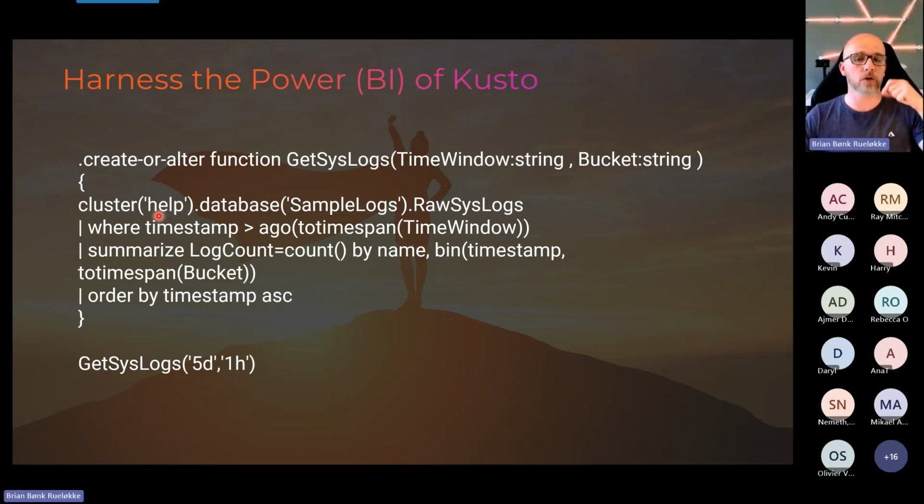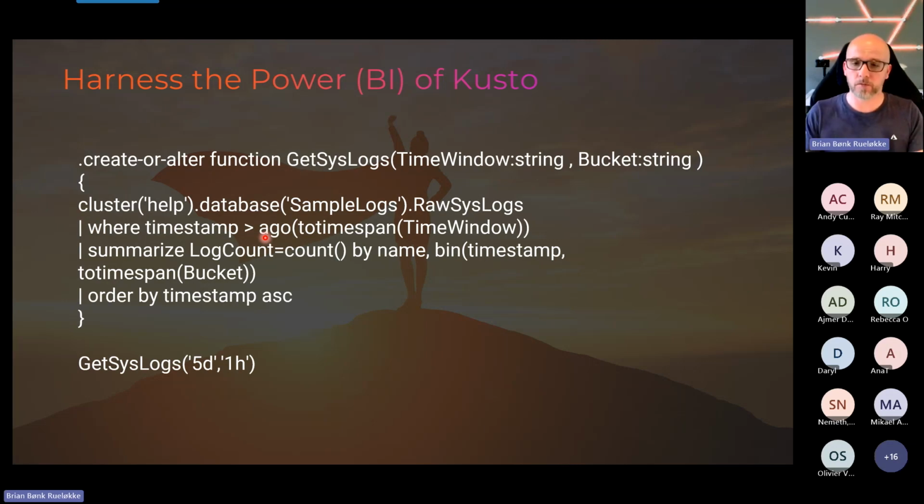So I need to create this function on my own cluster and then query the help cluster. The help cluster is open to everyone, so I can do cross-cluster querying. It's quite fine. The help cluster connects to the database called sample logs, and it connects to a table called raw syslogs. Then a pipe to do, now I'm doing something with this table. I'm starting to filter the timestamp, that's just a column. And then I have a specific Kusto functionality here.